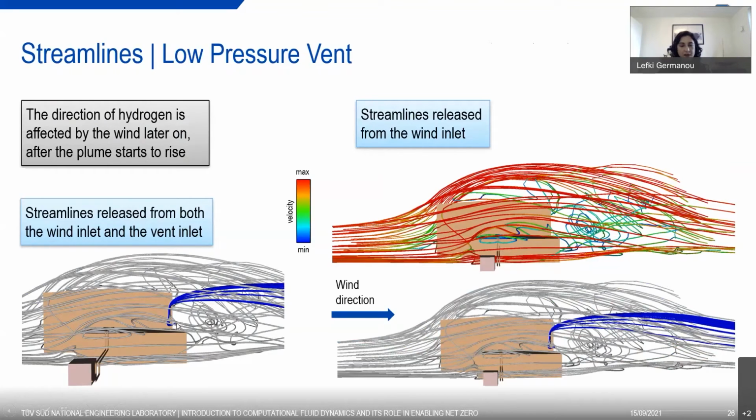So hydrogen keeps its original momentum, so the plume is first directed to the left, but then it quickly rises because it's lighter than the air. After that, it has reached a certain altitude, then it meets the high velocity streamlines from the wind, and then it's pushed backwards.